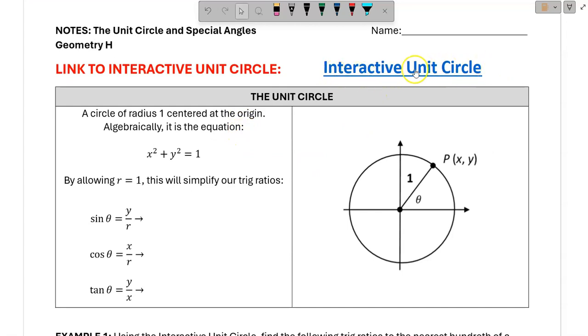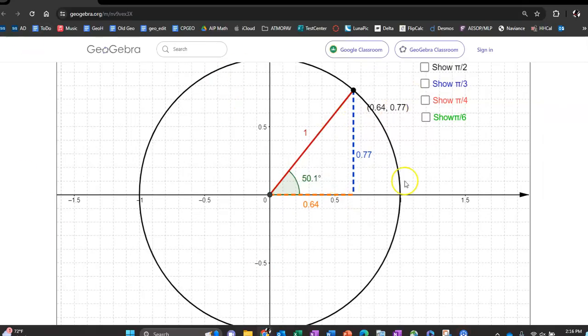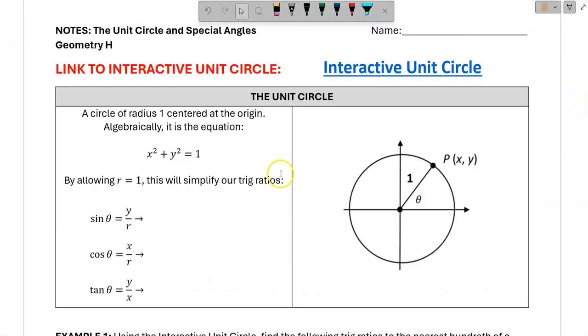In addition, there is this interactive unit circle. I'd like you to click on that, and when you do, it's going to open up a picture that looks just like this. We're going to be referring to this a few times throughout the video. So let's head back to OneNote and get started.